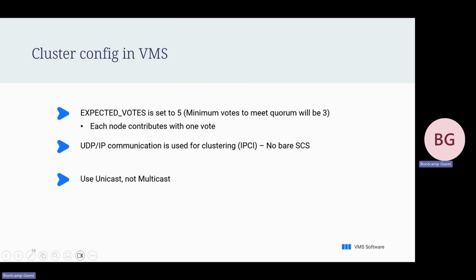And to just quickly go through how we configure the cluster in VMS, we have the expected votes set to 75. Each node contributes with 1 vote. We have configured the cluster over IP communication, so there's no bare SCS communication for this. We're also using unicast addresses and not multicast for this setup.